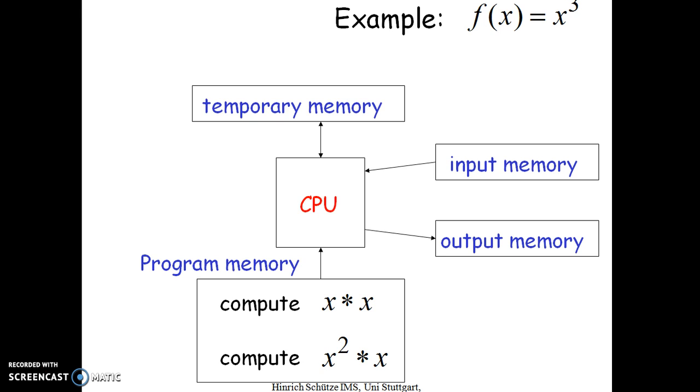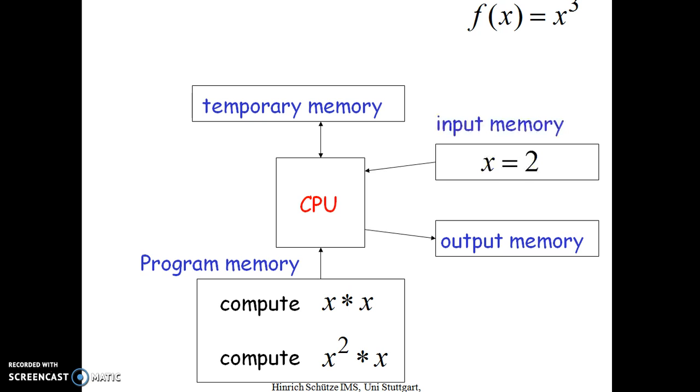Let me give a function that I have to compute, f of x equal to x cube. How can I compute this? In the program memory it will do x into x, then it will compute x square into x. This is how it will work. This is the program. But I have to give the input. What will be the x value? That input will be taken by the input memory.